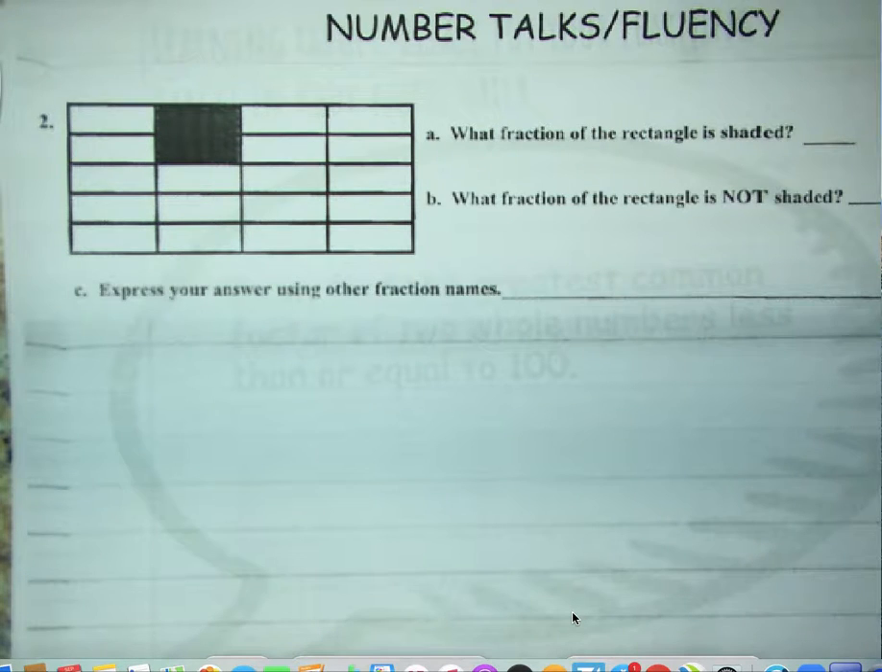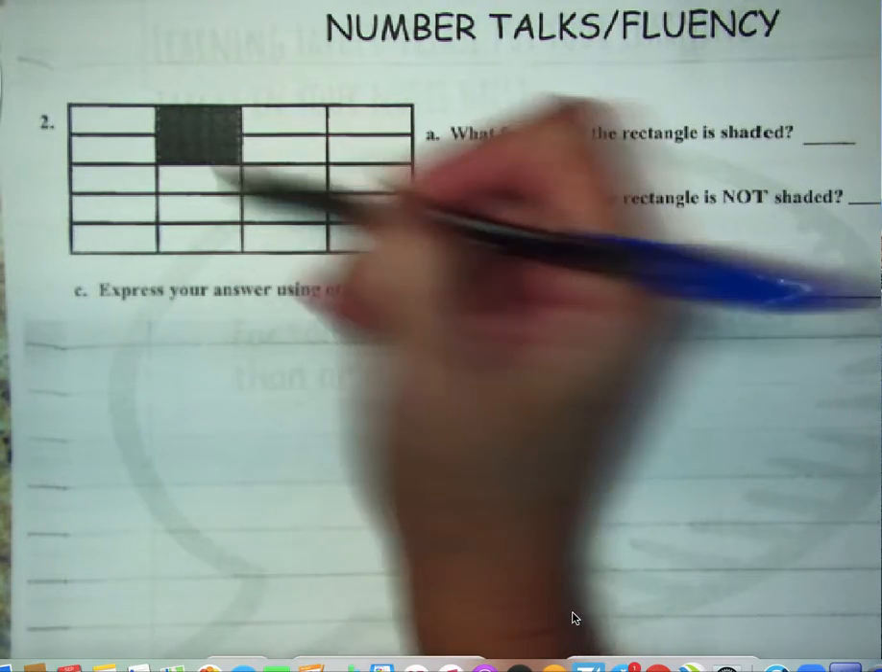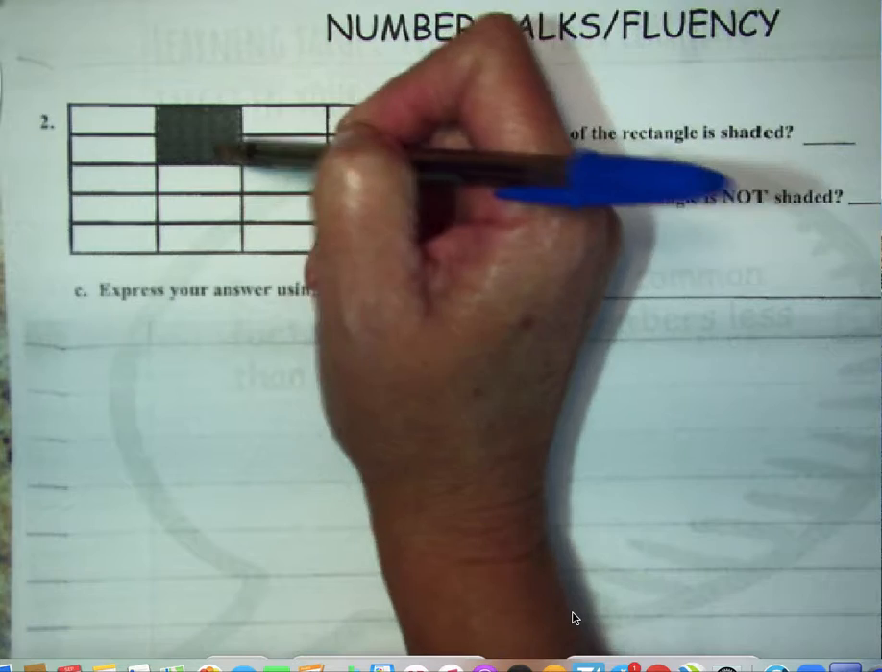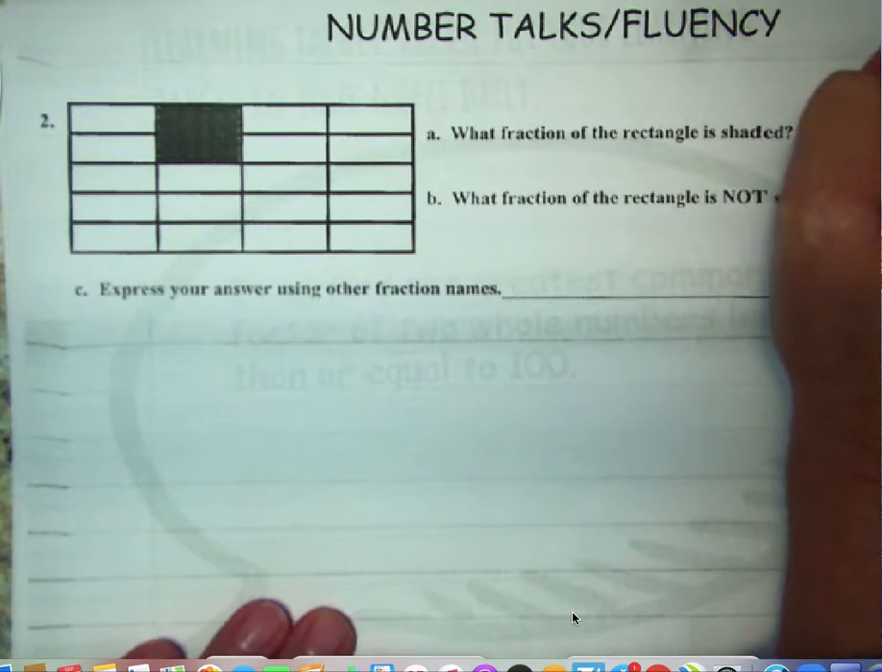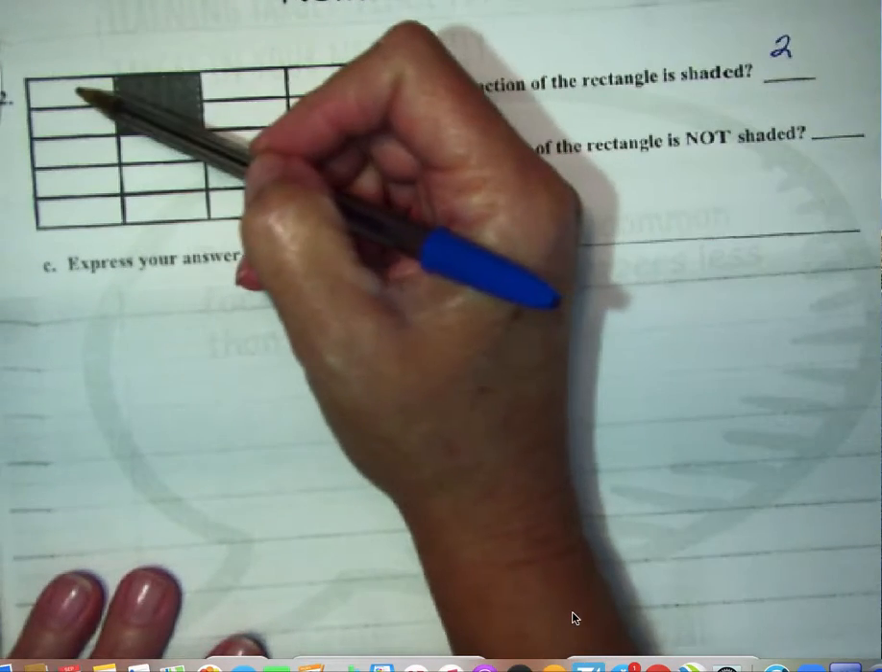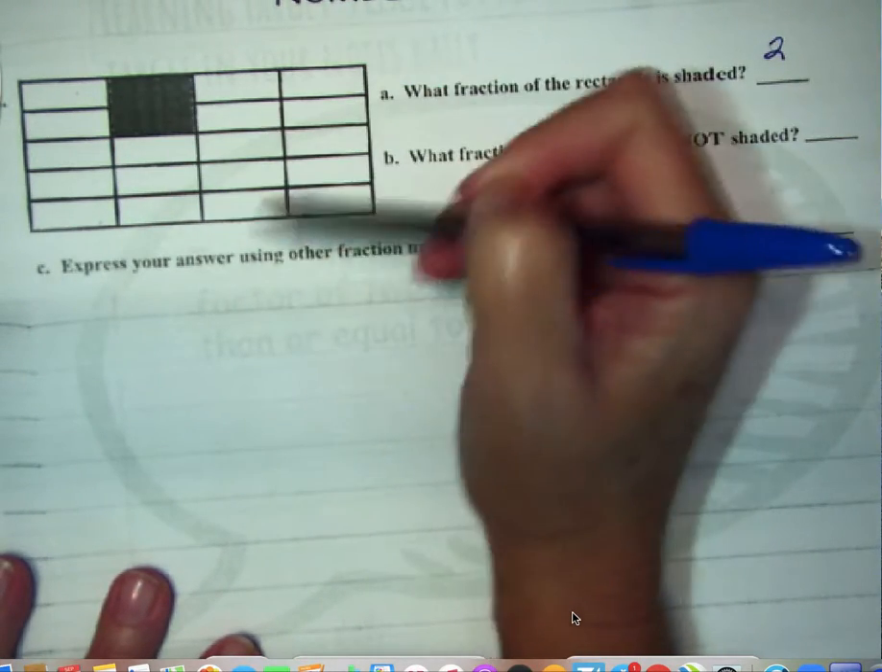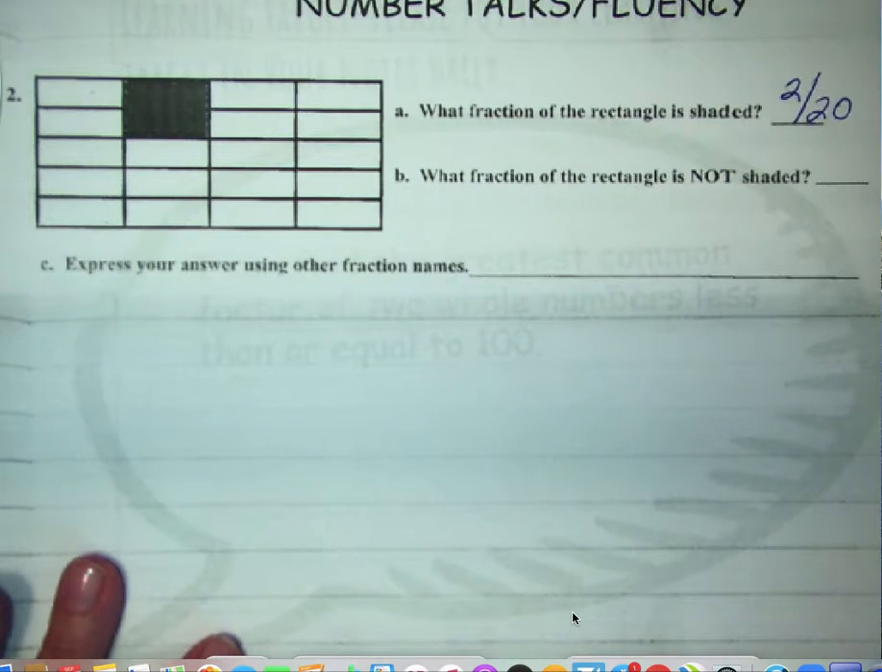What fraction of the rectangle is shaded? Take you back a minute. A fraction is a part to whole relationship. How many parts are shaded? Well, 2 of them. How many parts are in the whole thing? 1, 2, 3, 4, 5. 5 in each row, 4 columns. So that would be 2 out of 20. Okay? Then the next question is, what fraction of the rectangle is not shaded?